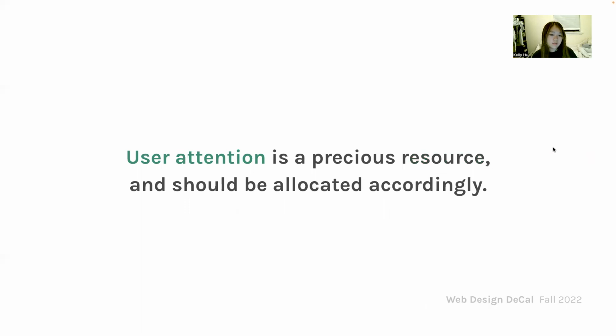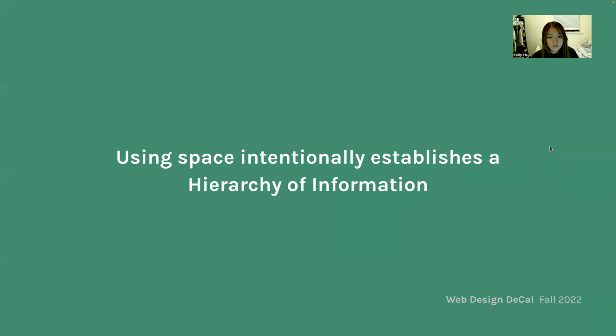User attention at the end of the day is a very precious resource and should be allocated accordingly, because if we don't have a user's attention, how are we going to keep them using the app, and how is the app going to help them solve their user needs? Using space intentionally establishes that hierarchy of information, and it makes it a lot easier for them to read things as fast as they can, grasp the main point of what the screen is, and ultimately navigate the app a lot better and more intuitively than they would if it's completely cluttered and overwhelming.